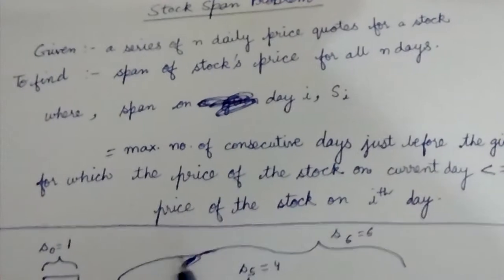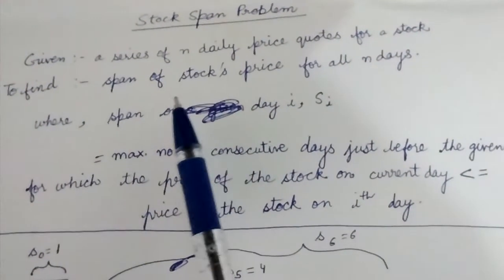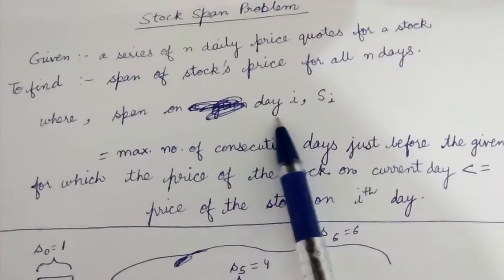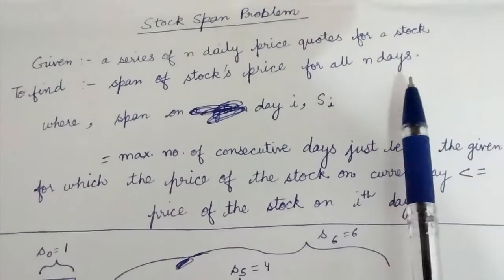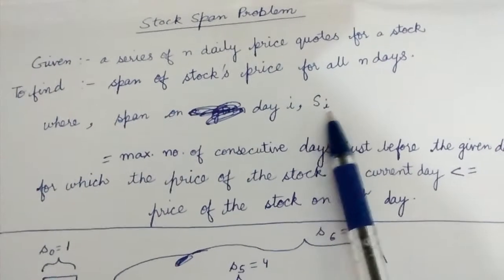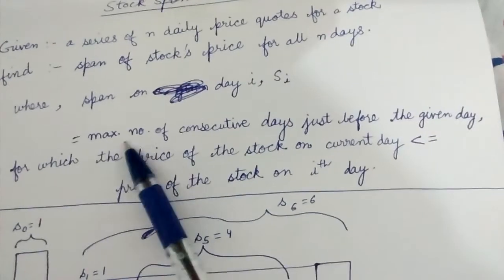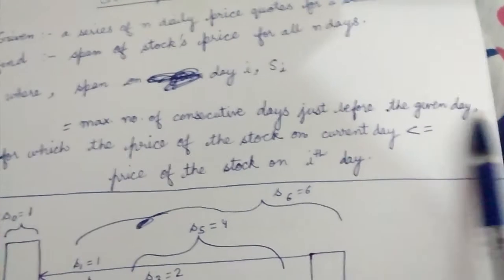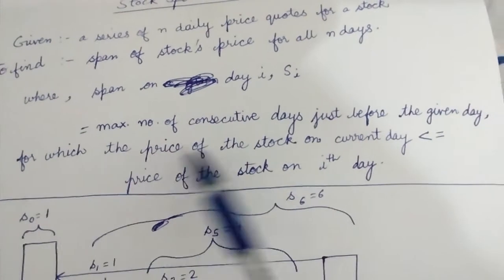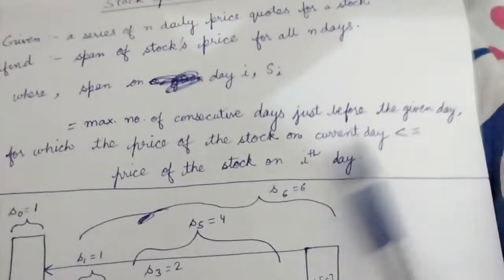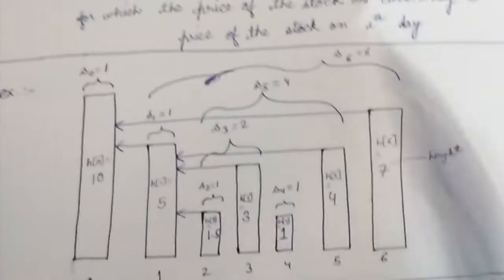So these are the prices. Now what we want to do is find the span for all n days, where span on day i, which is represented in short by Si, is defined as follows: the maximum number of consecutive days just before the given day for which the price of the stock on the current day is less than or equal to the price of the stock on the ith day. So the terminology might be confusing, but what it means is this.